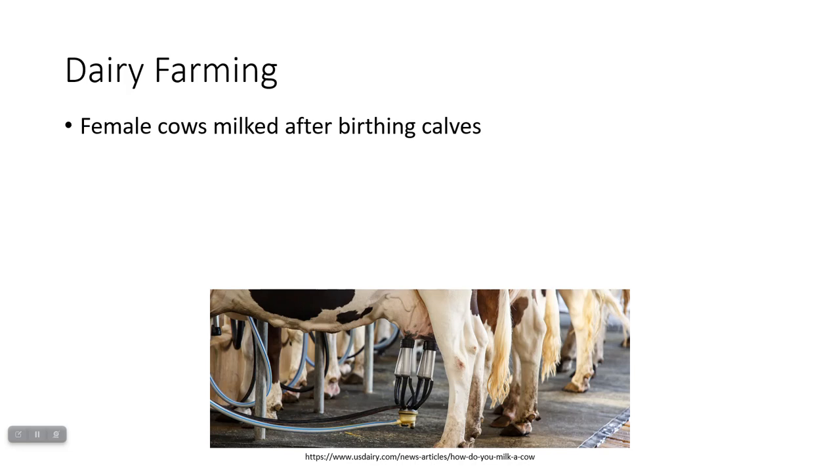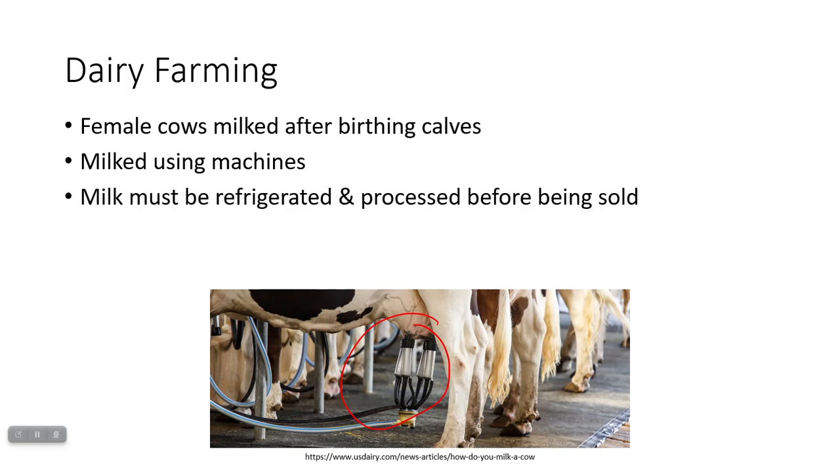A subset of a CAFO is dairy farming. You have female cows, they birth calves, and then for a short period of time after that, they'll produce milk. And then on all modern dairy institutions, we use these milking machines to milk cows, gather their milk, and then it has to be refrigerated and processed before you can sell it.